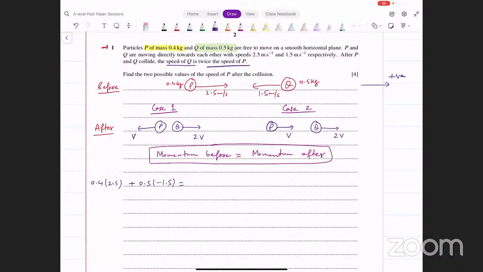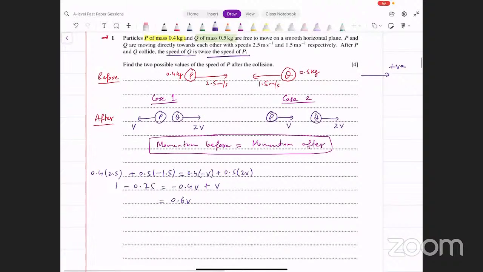After collision, P is moving towards the left side, its mass was 0.4, and since it is now moving left we call it -v. Q is moving towards the right side, that's going to be 0.5 times 2v. That's the first equation. We get 1 minus 0.75 equals minus 0.4v plus v. That gives me 0.6v equals 0.25, and that's going to give me a value for v, 0.25 divided by 0.6. Let's see what that turns out to be.